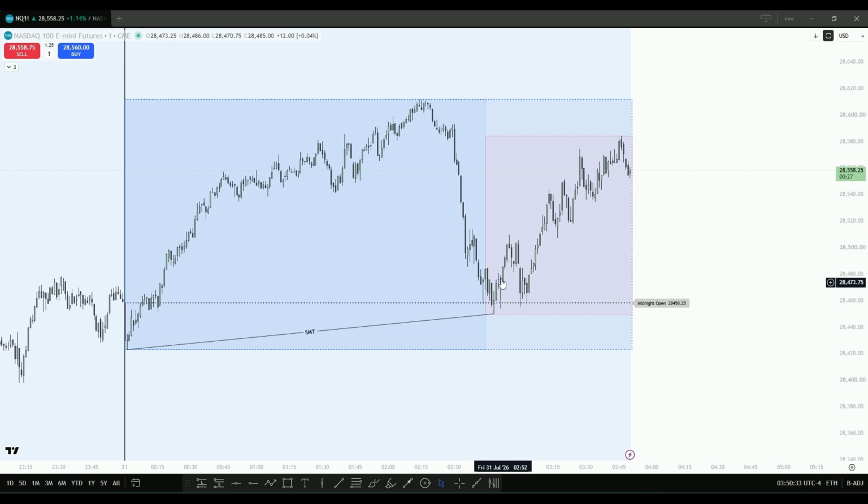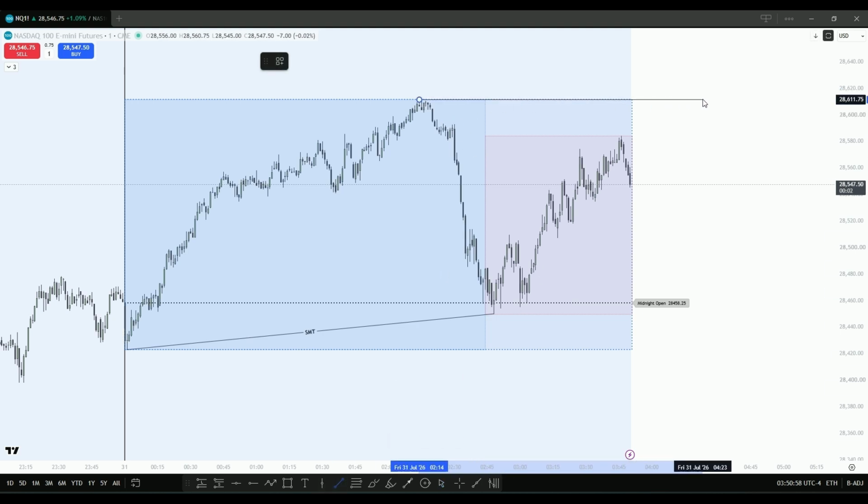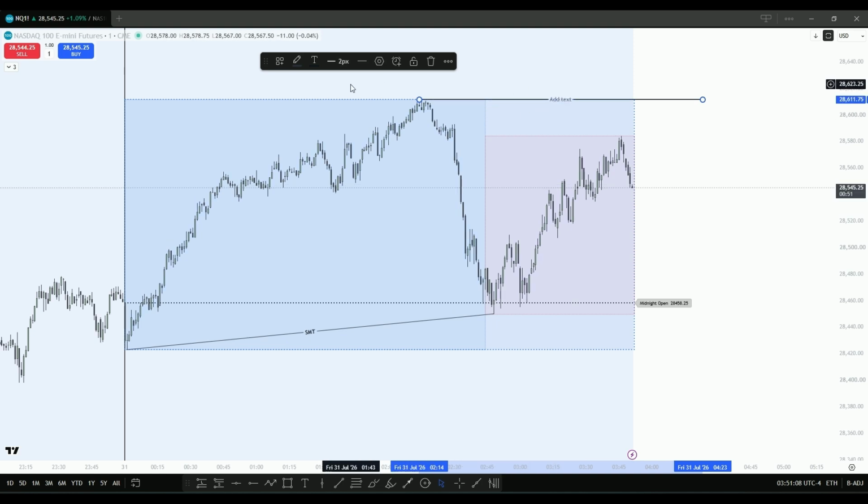Okay, so currently NQ, as the stronger of the two, is printing up, and we want to watch the other end of this accumulation cycle, so the other extreme to where the SMT formed. So we're gonna want to watch this cycle's high as a potential candidate for draw on liquidity.